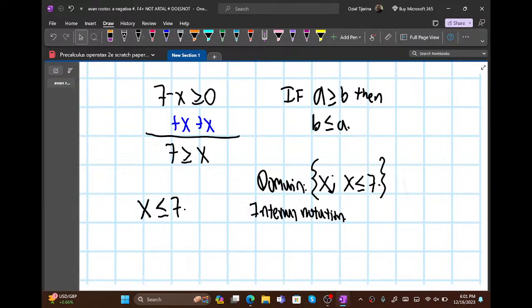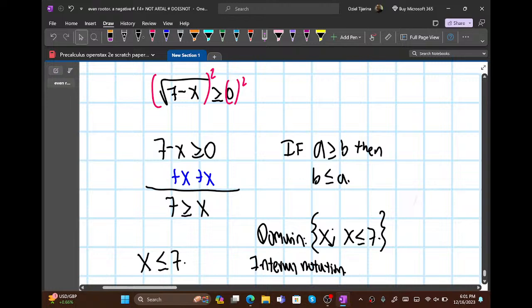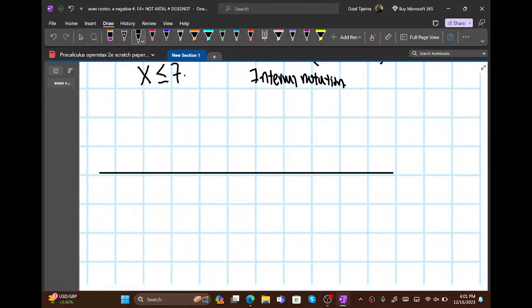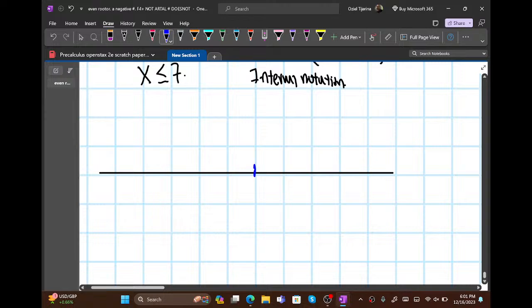well, if you think about how to graph x less than or equal to 7, if you draw the number line, and again, you don't have to do this, but it helps if you don't understand how to do it in interval notation, we're going to put 7, and we're going to put a closed dot here, and we're basically saying all real numbers less than or equal to 7.